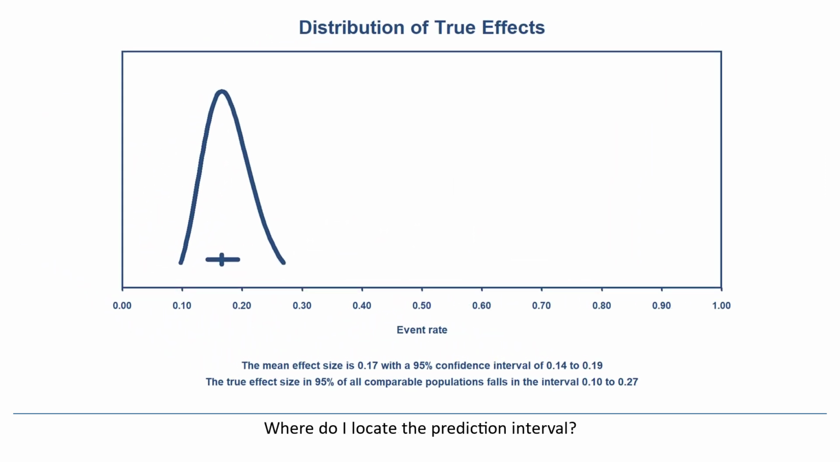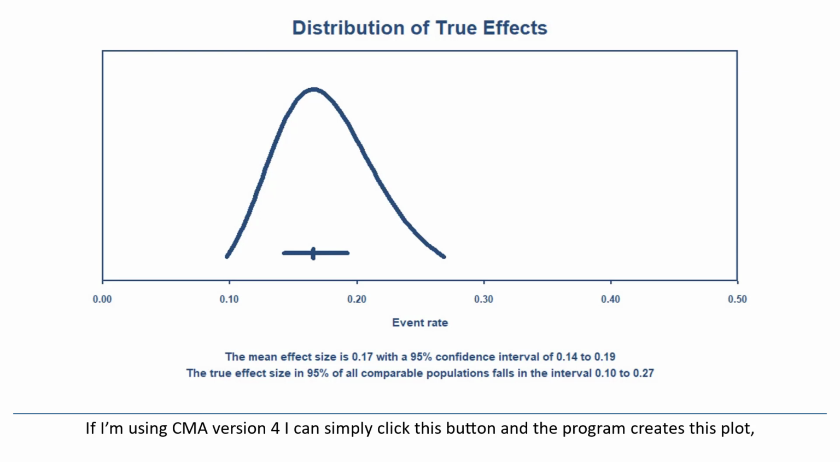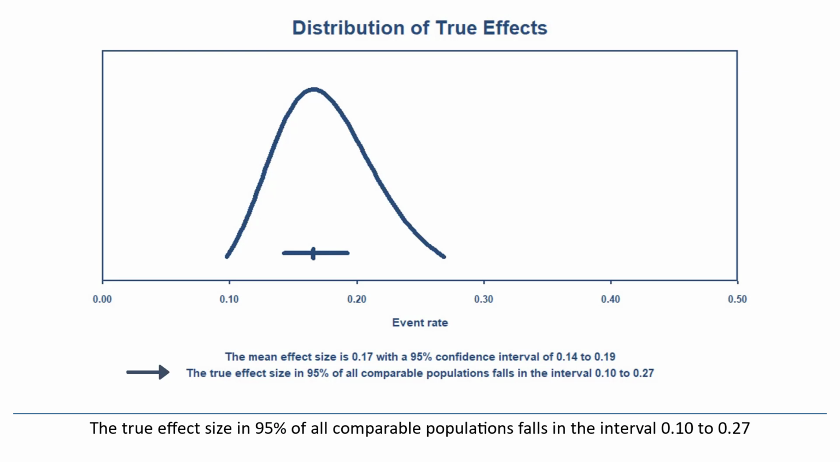Where do I locate the prediction interval? If I'm using CMA version 4, I can simply click this button and the program creates this plot. If this looks different from the plot that I showed before, that's because that one used a scale of 0 to 1, and this one uses a scale of 0 to 0.50. This caption reflects the information in that distribution. It reads, the true effect size in 95% of all comparable populations falls in the interval 0.10 to 0.27.